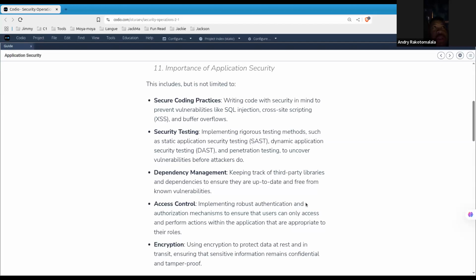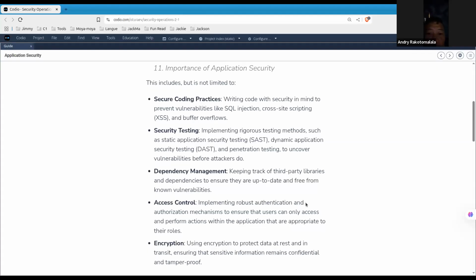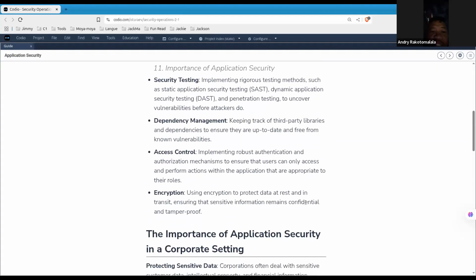Now, in order to make sure that you're using the correct security code practices, you also have to do security testing. Security testing involves making sure that you're screening any applications for any issues and making sure that they are working as expected. This can also be quoted as quality assurance. And then you have dependency management. This means making sure that if it's using any external libraries or any external piece of data, that we are securing that and securing the delivery of that data. Then access control and encryption. I think those are pretty self-explanatory.